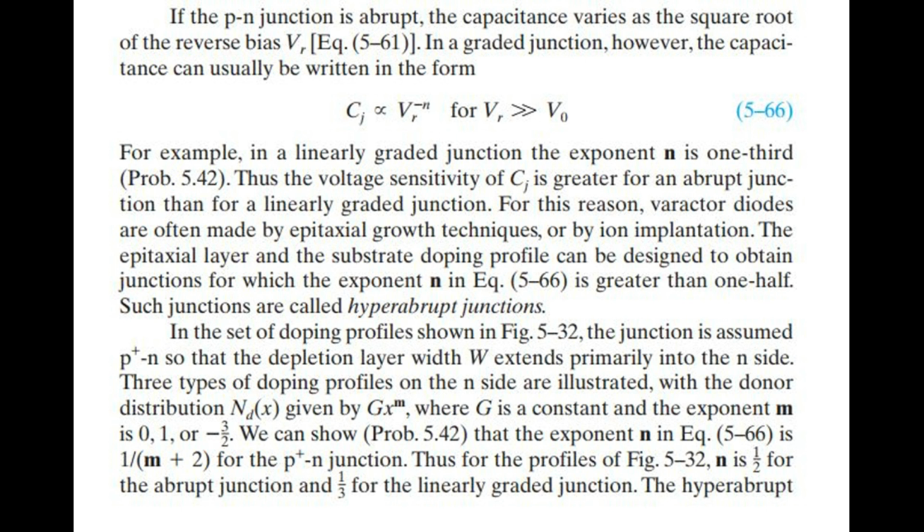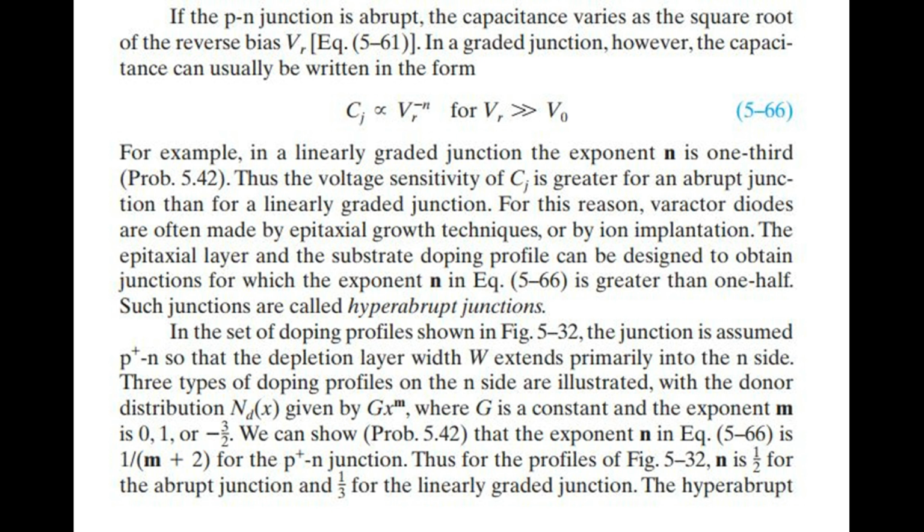The epitaxial layer and the substrate doping profile can be designed to obtain junctions for which the exponent n in EQ 5-66 is greater than 1/2. Such junctions are called hyperabrupt junctions. In the set of doping profiles shown in Fig 5.32, the junction is assumed P+N, so that the depletion layer width W extends primarily into the N side.